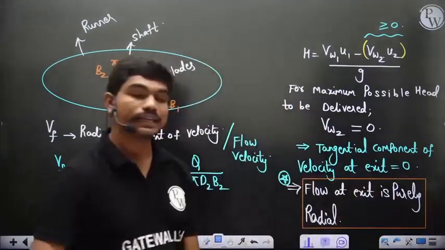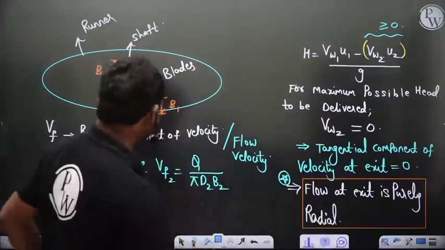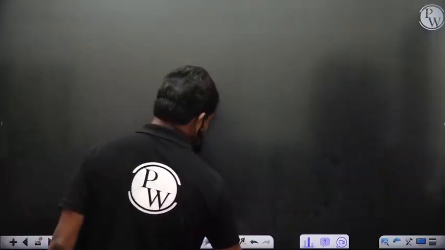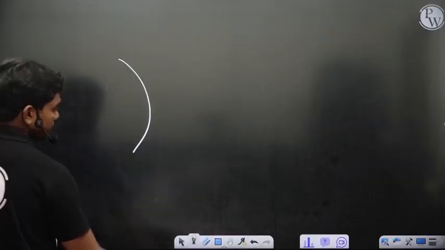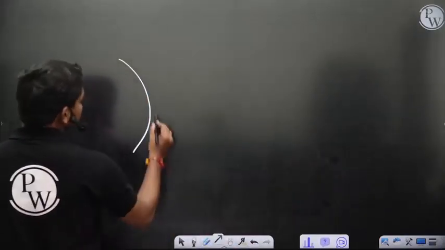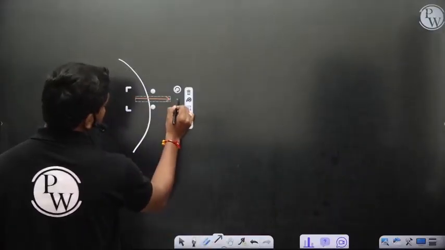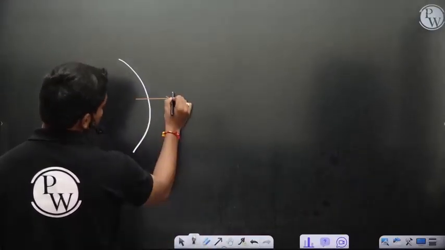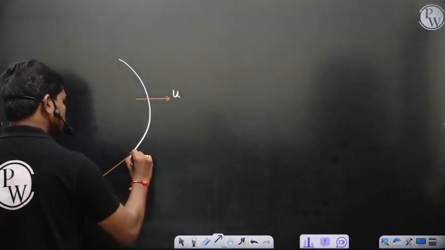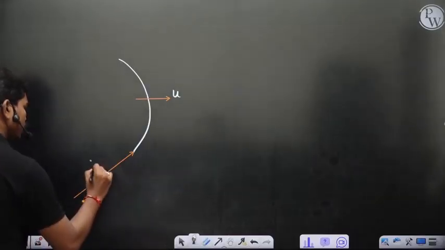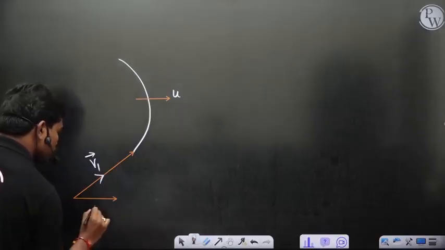So the flow at exit is purely radial. How do we design a blade if the flow has to be purely radial? Let us see. If you have a blade like this in general, this blade is moving with a velocity u, let's say. Ultimately the blade has to move because the runner is rotating. So this blade is rotating with a velocity u, of course, here. So that's u.